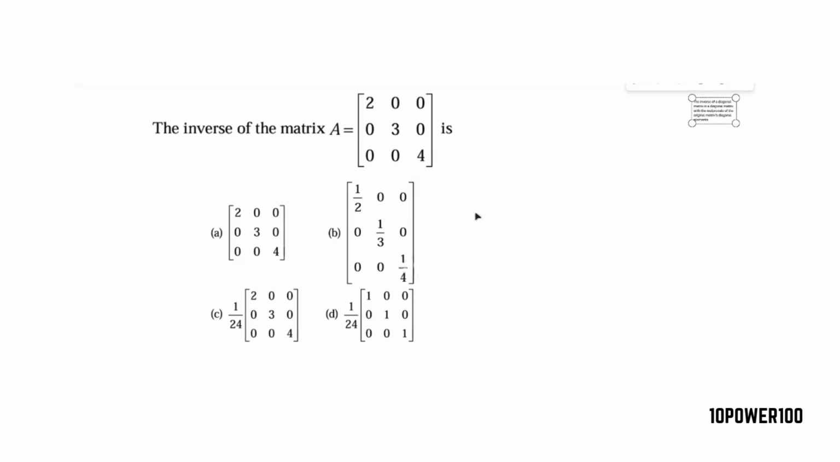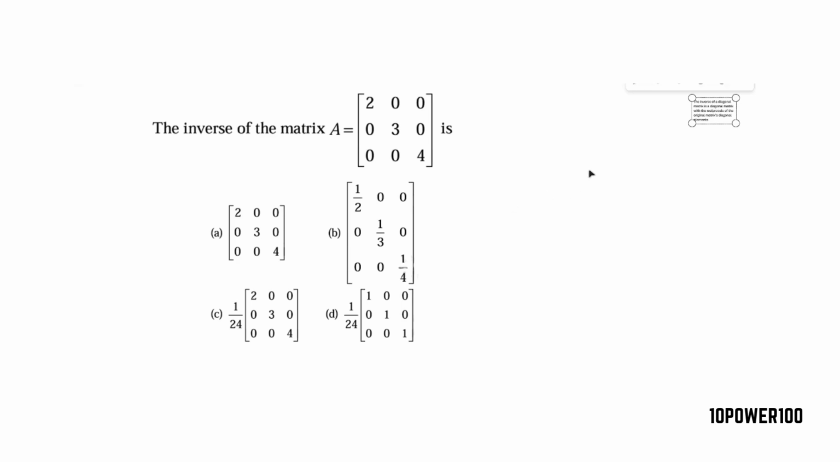The next question is: the inverse of the matrix A, which is 2 0 0, 0 3 0 and 0 0 4, is. There are 4 options A, B, C, D. Look at the matrix A very clearly. Only the diagonal elements are present and the non-diagonal elements are 0. So we can consider that this is a diagonal matrix.